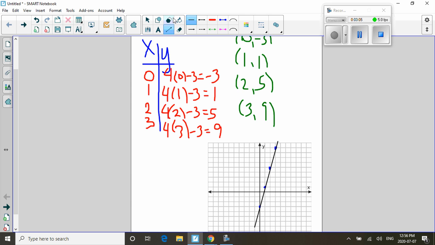And then our last step, of course, is to put arrows on either end, because even though we picked the numbers 0, 1, 2, 3, we could have picked any number. So the arrows on the ends show that this could continue on forever in either direction.